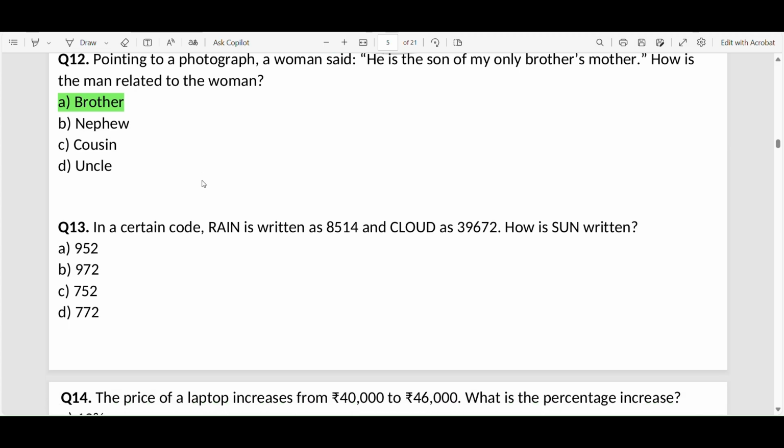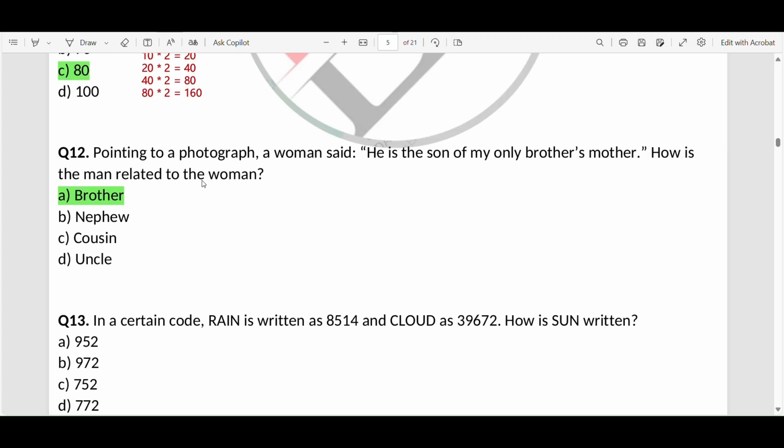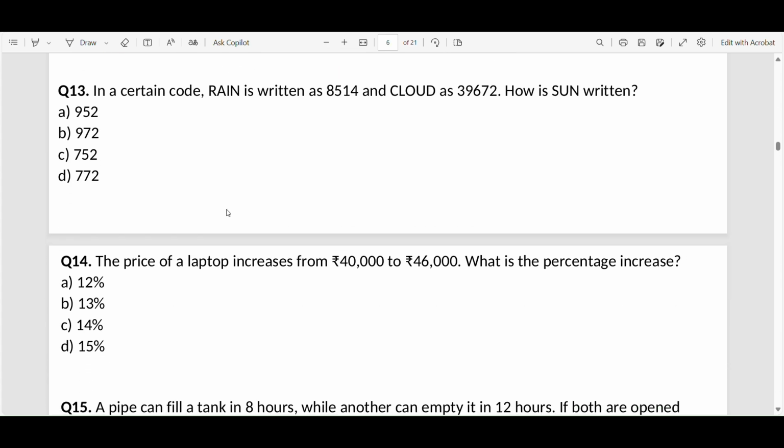Yes. And let's go to the next question, the 13th one. In a certain code, rain is written as 8514 and cloud is written as 39672. And how is sun written?